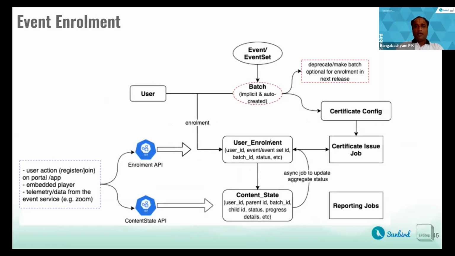And from an enrollment perspective, the user can enroll to an event or an event set. As I told you earlier, we are implicitly enabling the batch in the backend for now, and we are looking at removing the batch dependency for trackable collections down the line. We also have enrollment, which means the user has registered, and during the event participation, how the user is interacting with the event is tracked at the content state API.